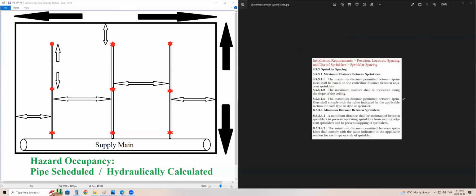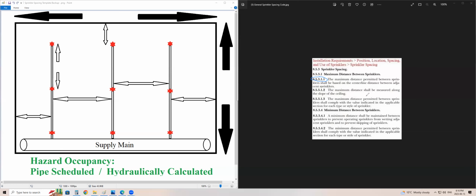The maximum distance permitted between sprinklers shall comply with the value indicated in the applicable section for each type or style of sprinkler. That is important. So again, as I mentioned earlier in the video, this does get very messy when it comes to quoting codes. As you can see, look how deep in we are. Look at this, 8.5.3.1.1. And they get worse than this, right? It just becomes alphabet soup for numbers.